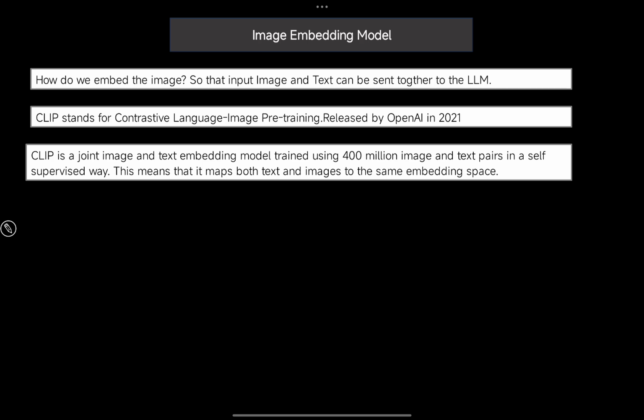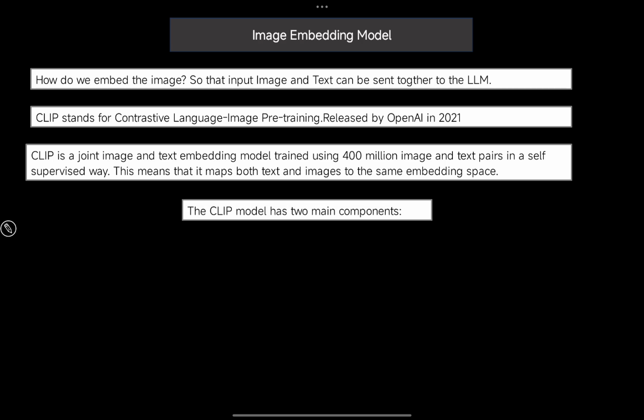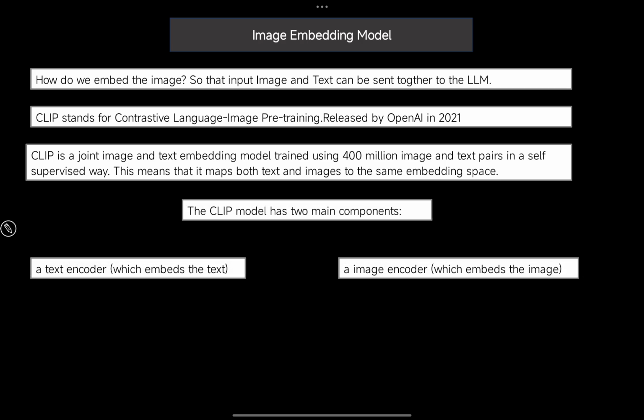So that will enable us to map both the text and images in the same embedding space, right? So that's why we call it this joint embedding space. So this CLIP has mainly two components. One of them is a text encoder which embeds the text, and it also has an image encoder which will embed the images, right?